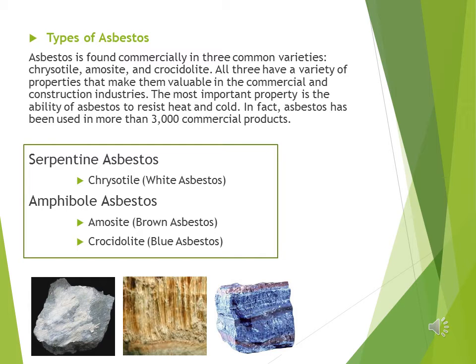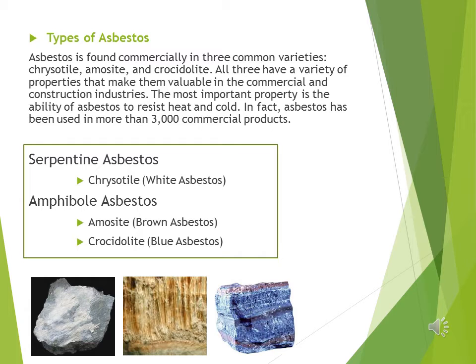Types of asbestos. Asbestos is found commercially in three common varieties: chrysotile, amosite, and crocidolite. All three have a variety of properties that make them valuable in the commercial and construction industries. The most important property is the ability of asbestos to resist heat and cold. In fact, asbestos has been used in more than 3,000 commercial products.